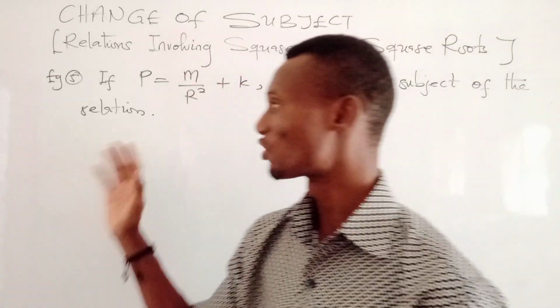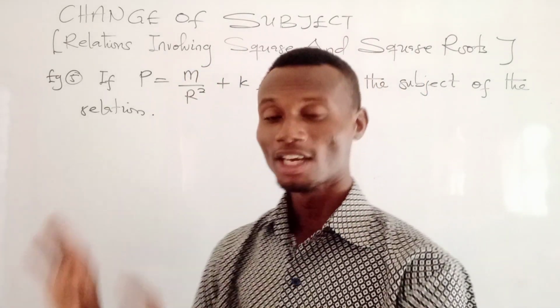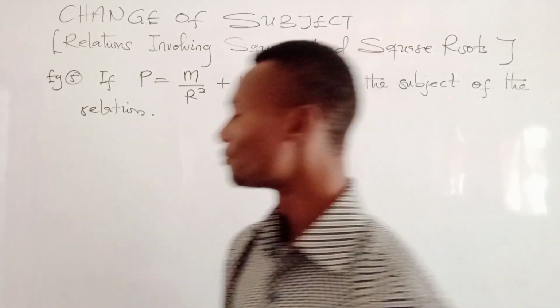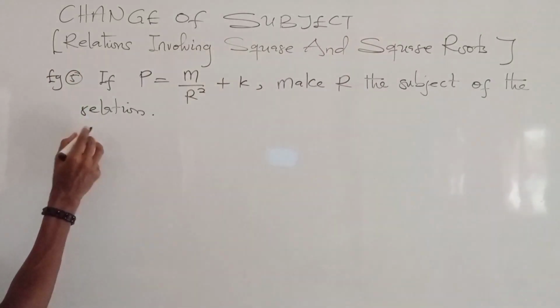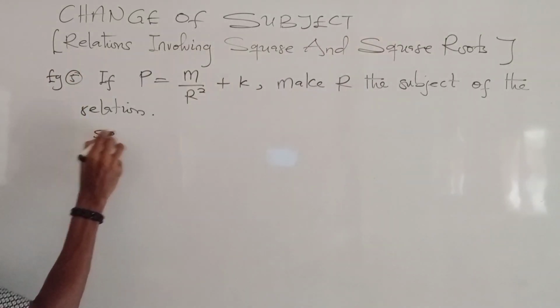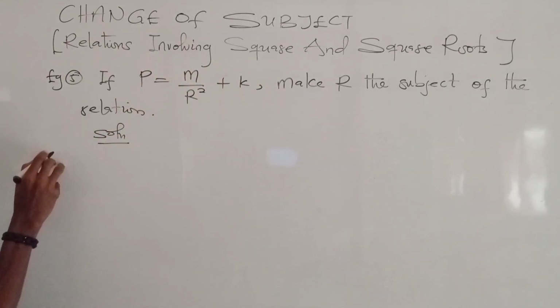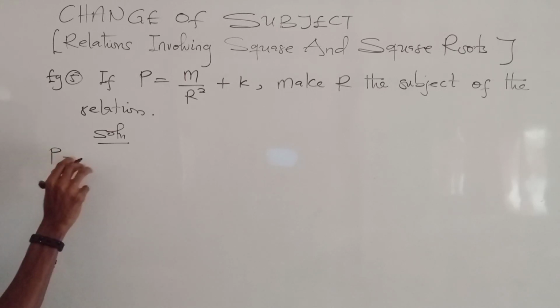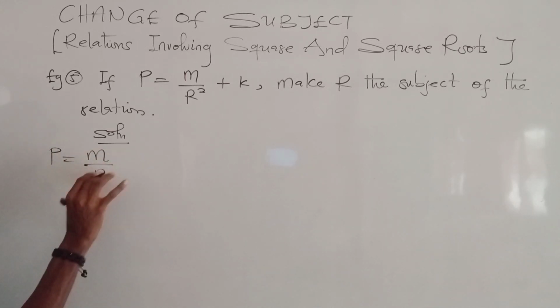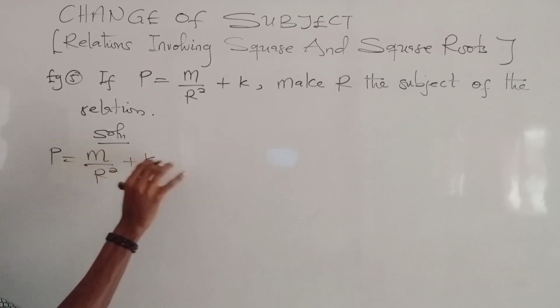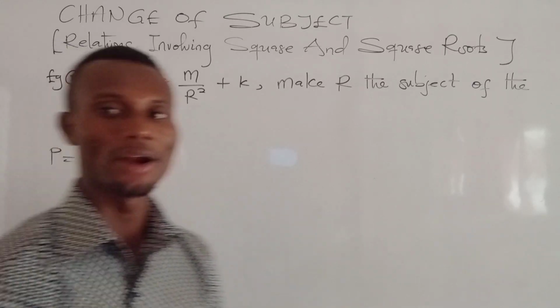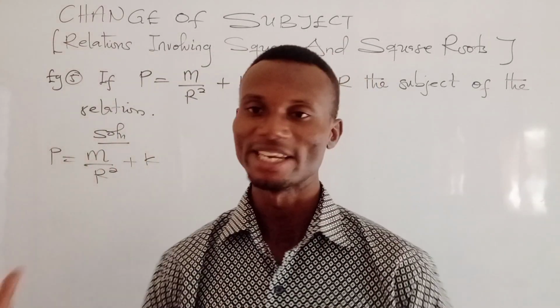So let's go ahead. We are going to apply the same knowledge to handle this one. Let me write down my solution and let's do it together. So my solution: I'm going to repeat the equation given. So I have p equals m over r squared plus k. So we are making r the subject from this given equation.